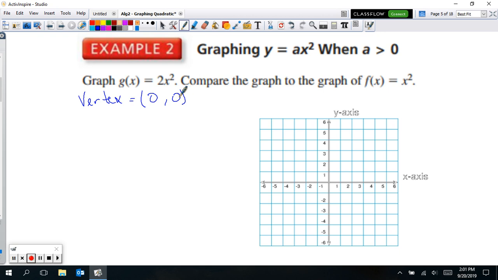There's nothing that's changing the vertex. You're not moving it left or right. You're not moving it up or down. You're just going to be doing this 2 here. 2 is multiplying. That's an a number. Okay, a number is going to stretch or shrink your graph. It's going to make it wider or narrower.